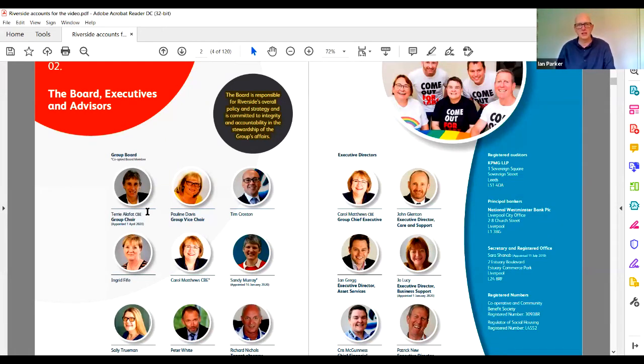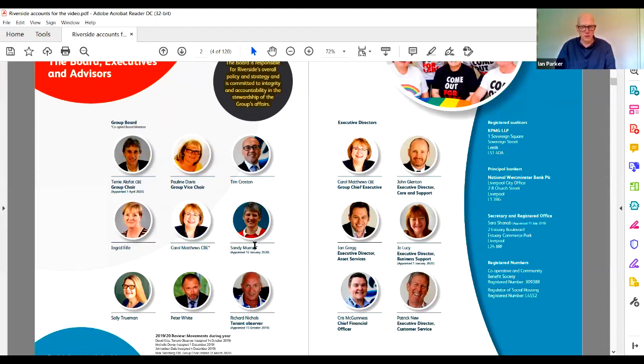As you can see there in the highlighted bullet point, the board is responsible for Riverside's overall policy and strategy, and is committed to integrity and accountability in the stewardship of the group's affairs. Those are the members of the group board, and those are the members of the executive team as well. There's also corporate information such as registered officers and principal bankers there.